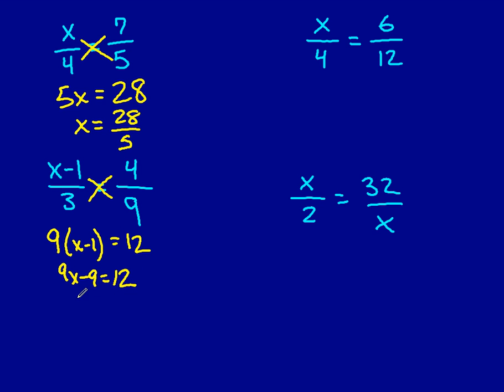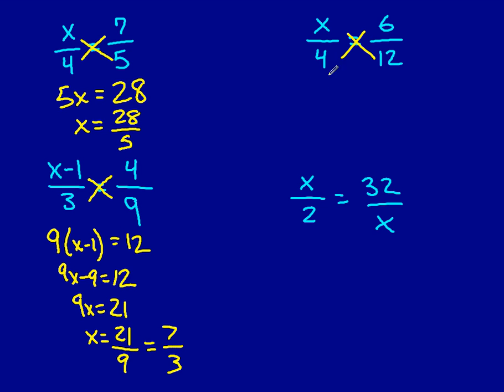I would then add 9 to both sides, get 9x equals 21. When I divide by 9, I would get x equals 21 over 9, and I should try to reduce always if I can. I can divide both those by 3, and I would get 7 over 3. At this time, I'd say pause the video and give these two over here a try, see if you can figure them out.